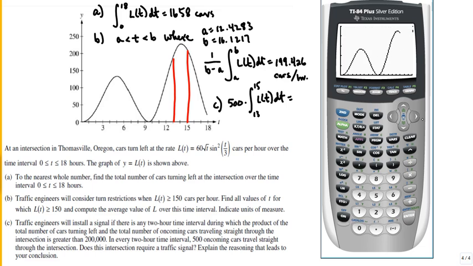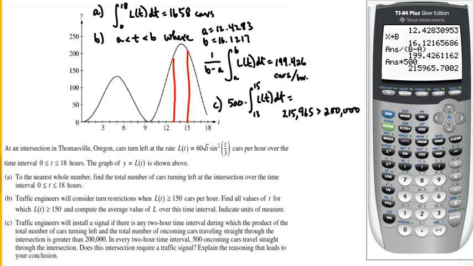And now what I want to do is take the integral under that curve, option 7, from 13 to 15, and that gives me 431.99, and I'm going to multiply that times 500, and that gives me 215,965, and that's greater than 200,000, so there is a need for a traffic light.